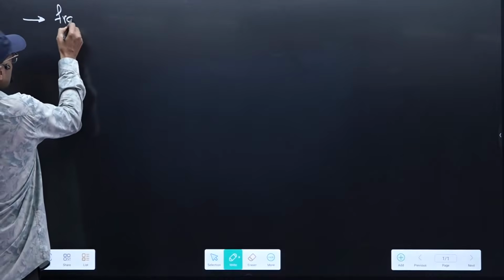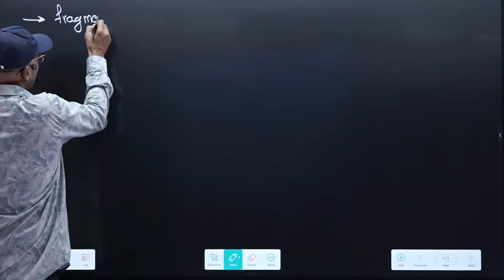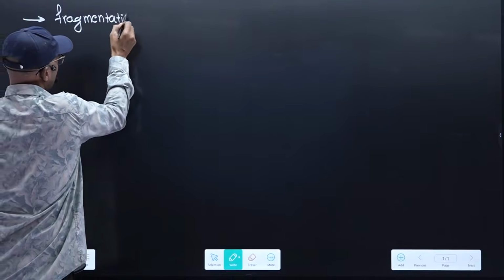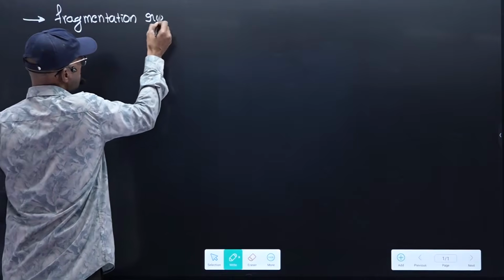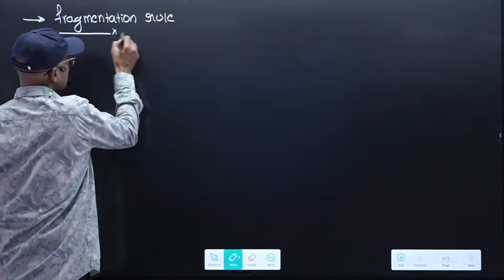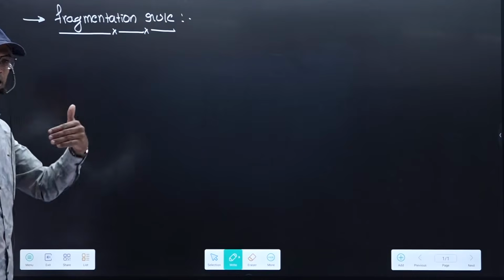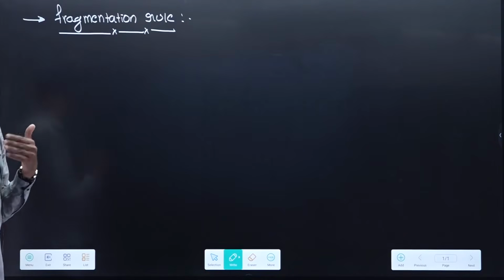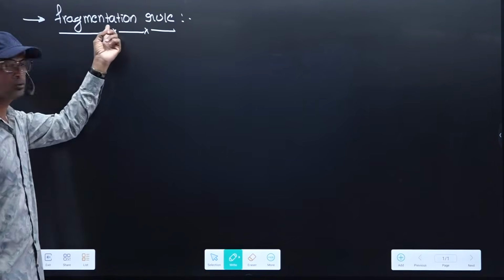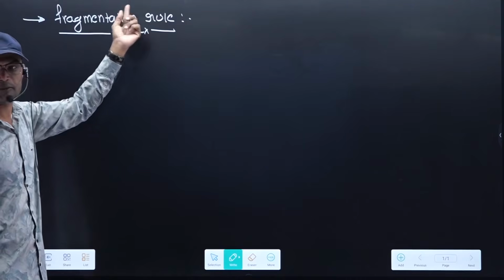Fragmentation rules. So what is the meaning of fragmentation rules? Remember the three points, and we apply them to various molecules. What are the common characteristic fragmentations, and what functional groups are responsible for giving these fragmentations? That will be explained here.